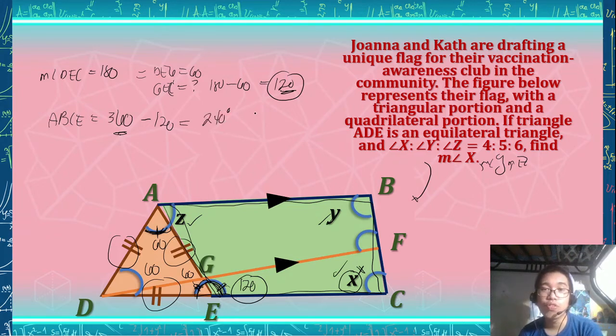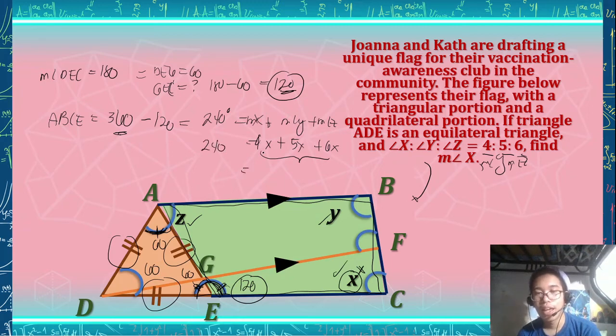Therefore, this 240 degrees, guys, is being shared by these three angles: angle X, angle Y, and angle Z. And we have our clues here. It says we have 4, 5, and 6. So we have 4x plus 5x plus 6x for the ratio of these three angles, and that's going to be all equal to 240. This is going to give us 4 plus 5 is 9, and 9 plus 6 is equal to 15. 15x is equal to 240.